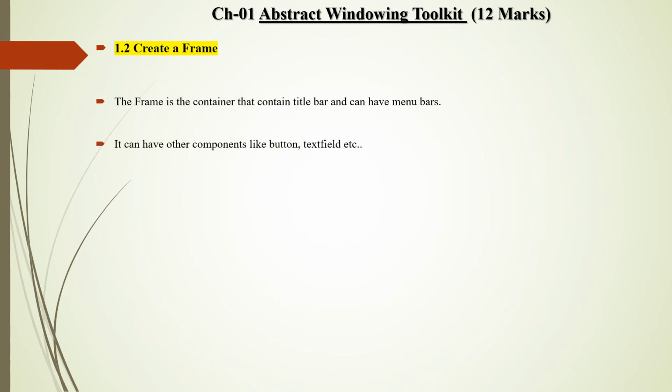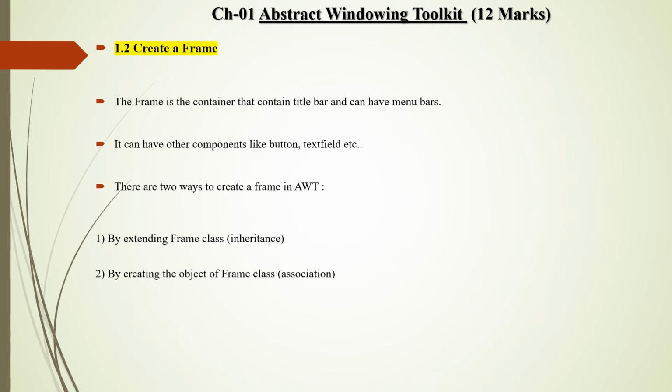Now we see how to create a frame window. As we see, a frame is a container that contains a title bar and can have a menu bar. It can have other components like button, text field, etc. There are two ways to create a frame in AWT. First way is by extending the Frame class, in which we use the concept of inheritance. And the second way is by creating an object of the Frame class, that is the concept of association.